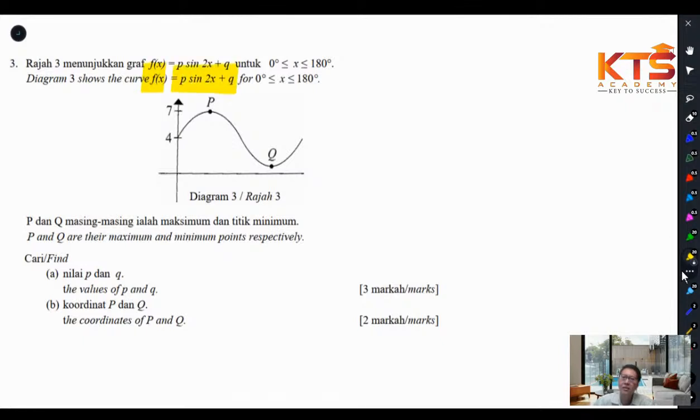f(x) is this. P, Q maximum, minimum. Shall we do dy/dx? No. Find the value of P and Q. Coordinate P and coordinate Q. Wow. Okay. This is for 0 to 180.